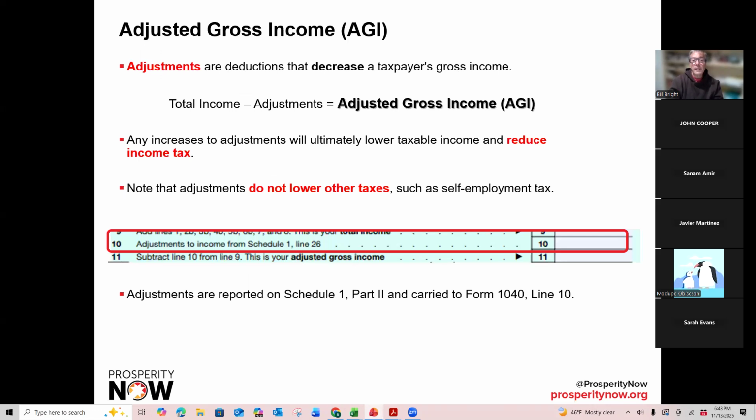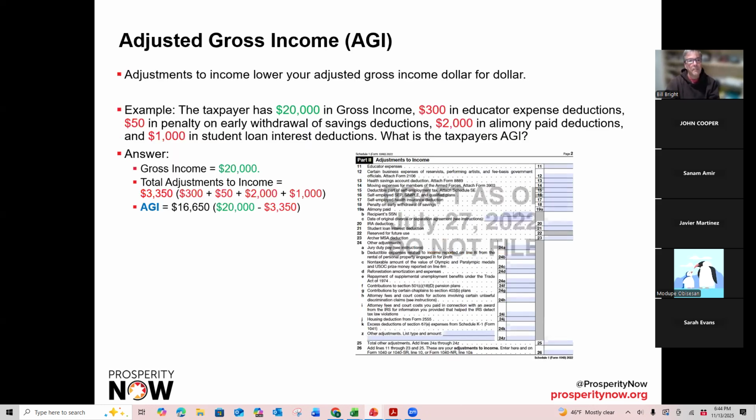So again, total income minus the adjustments gets you to adjusted gross income. So remember, they don't lower the taxes necessarily like self-employment tax, but they help lower the number to the point where, again, that's when the tax gets calculated after the standard or itemized deduction, which we'll discuss next week.